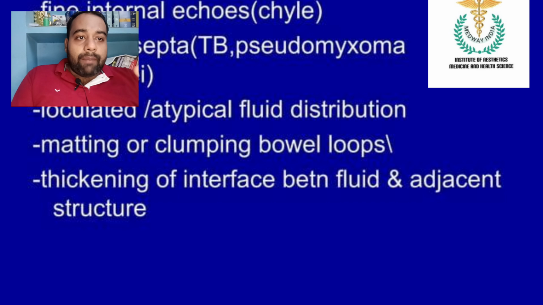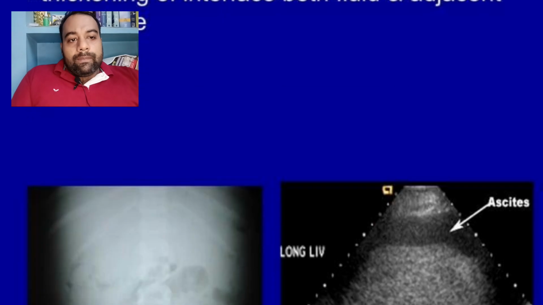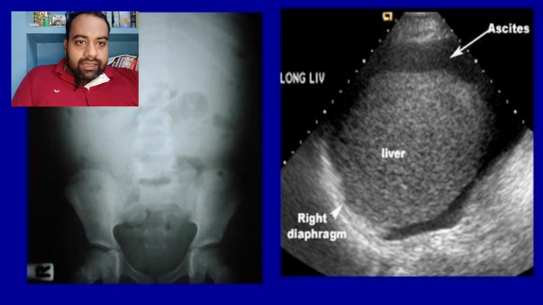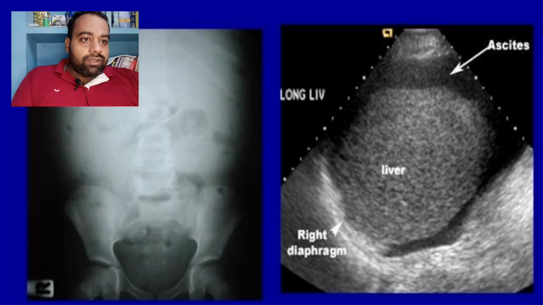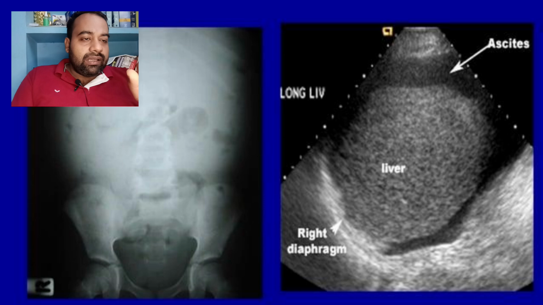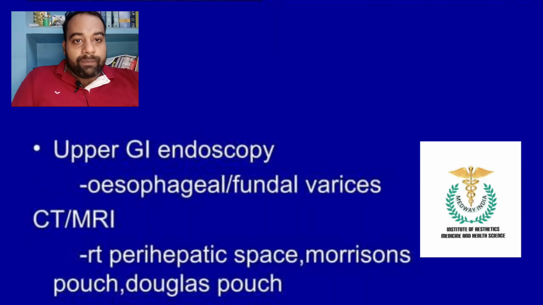Also, there is matting and clumping of bowel loops, specifically seen in pseudomyxoma peritonei or some kind of carcinoma spreading into the peritoneum. Okay, so obviously you guys can have a look, there is an X-ray image given here, and there is a USG image. Both of these are pretty much consistent with the findings of ascites.